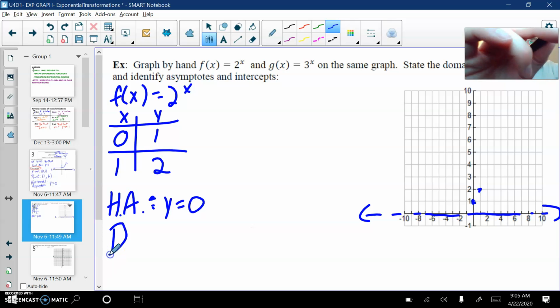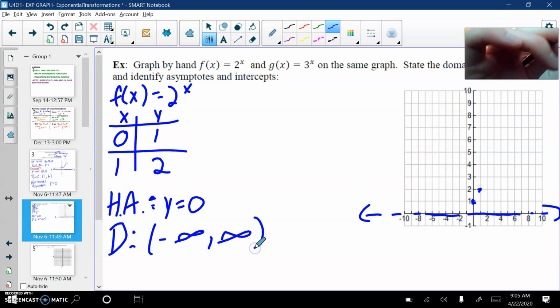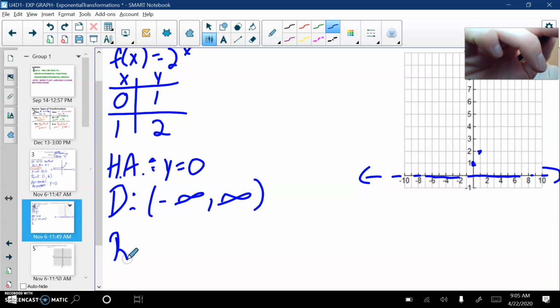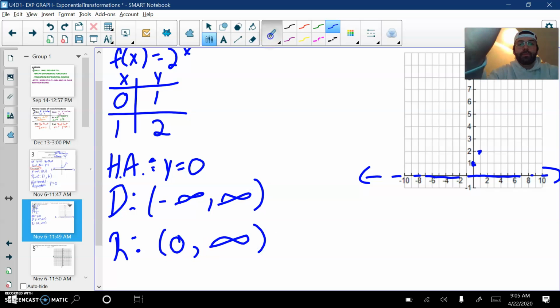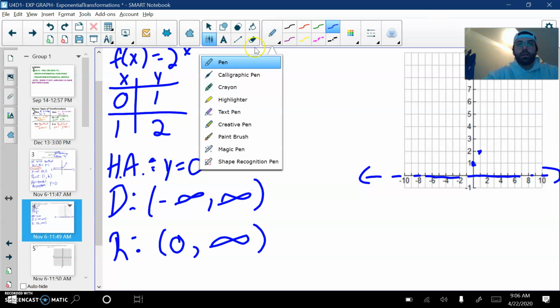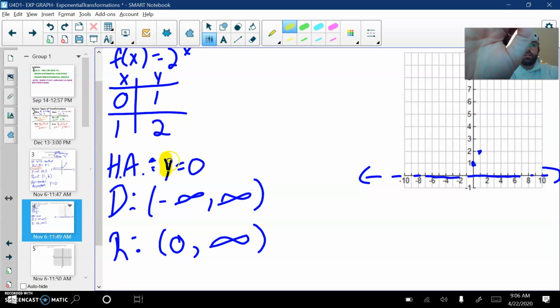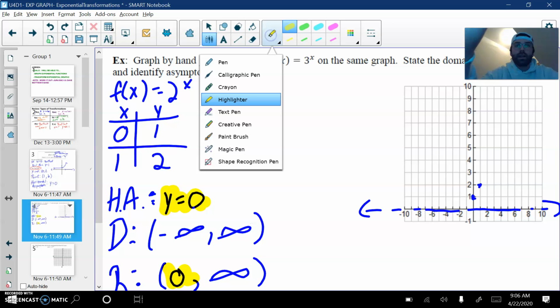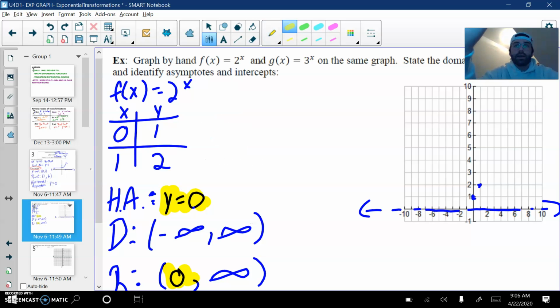Our domain: I can plug in any x value, whether that's 1, -1, -100, and still have an output for y. So my domain is going to be negative infinity to infinity. My range will change. My range will be from my horizontal asymptote, which is 0, to infinity. And again, these all correspond. This will match that, always. And I don't like using the word always.